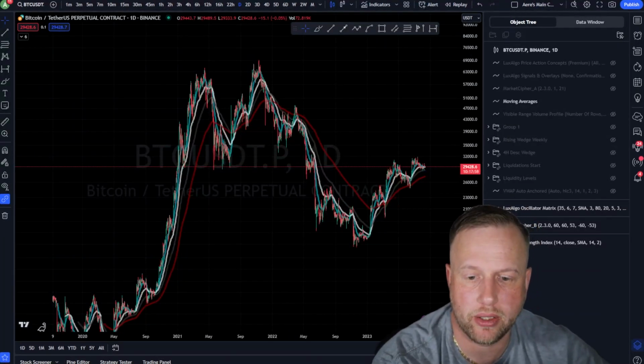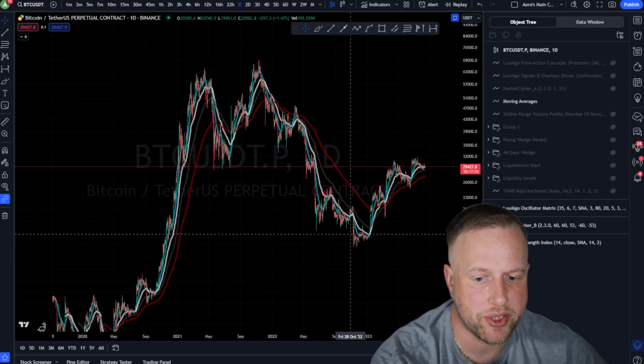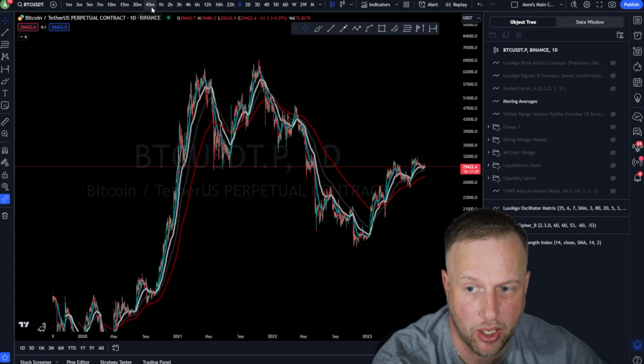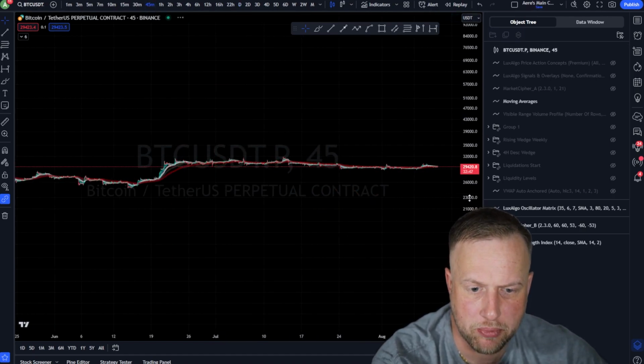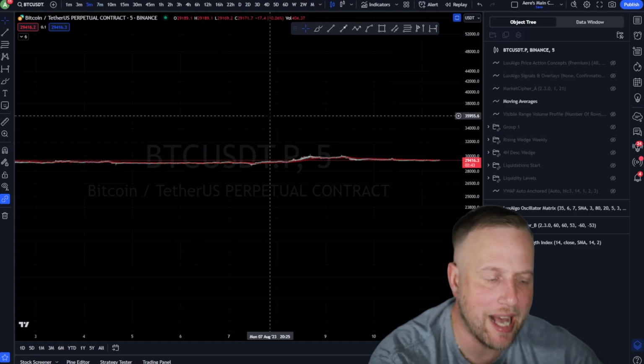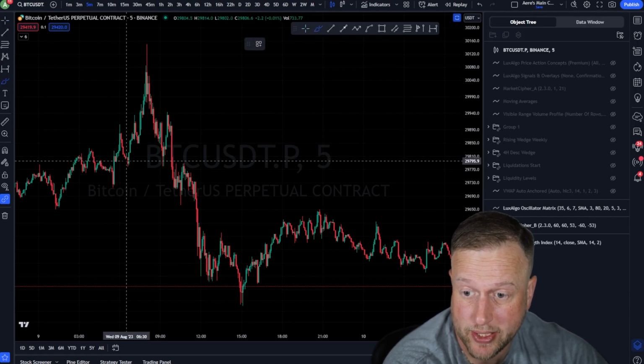And I want to be clear, you don't need to be in daily plays. You could have made a lot more than 65% just playing this level at a time on smaller time ranges: 45 minutes, 7 minute, 10 minute, 5 minute. You could have made a lot more than 65%. You can use moving averages for confluence, right?